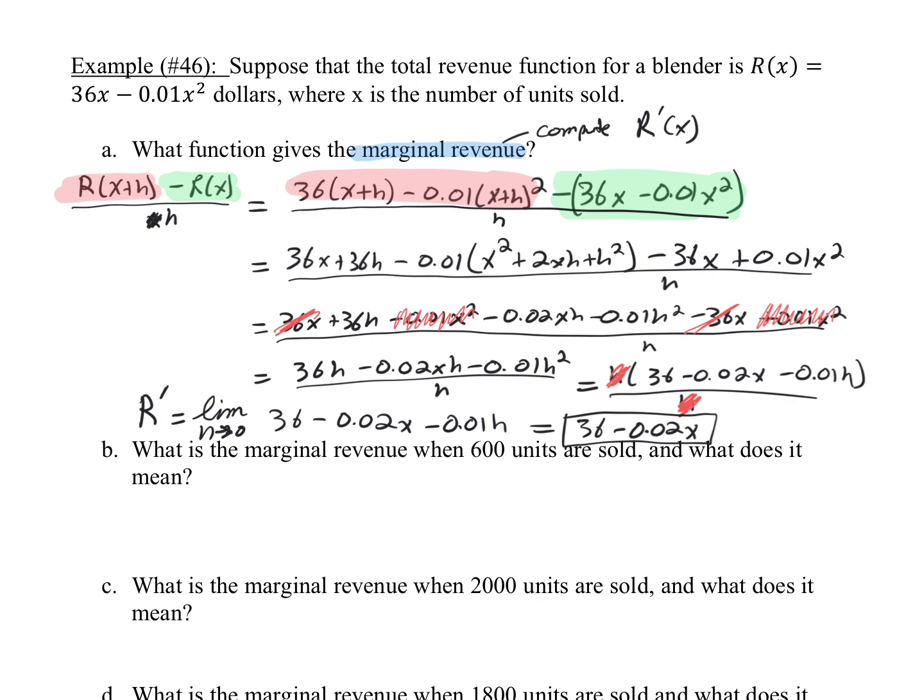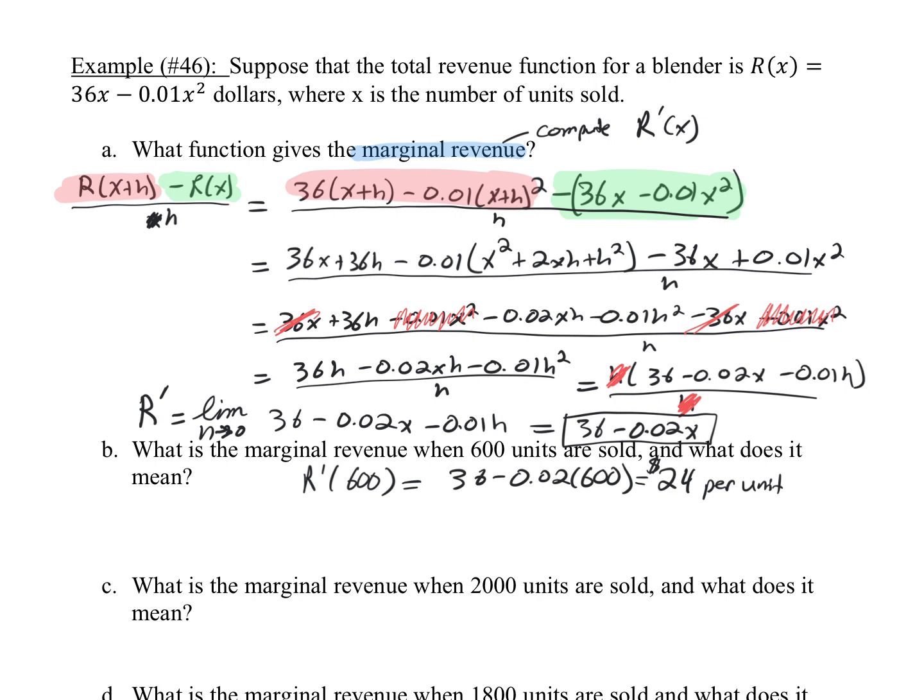Part B, what is the marginal revenue when 600 units are sold? Well, the function I just computed, r prime, is marginal revenue. So the natural thing to do here would be to compute r prime of 600. This is equal to 36 minus 0.02 times 600. And I find that this is 24. It's a good idea to label this number. Marginal revenue always has the same label. It's always going to be dollars per unit.